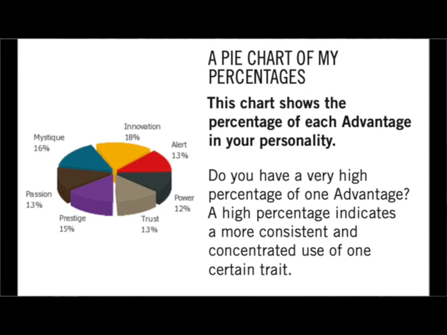And how I like to see this, it tells me that what I do at my best is be innovative, but how I do what I do at my best is using my mystique advantage. And then why I do it is actually shared across three styles: passion, prestige, and alert. And you may recall that passion is the language of relationship, prestige is the language of excellence, and alert is the language of detail.